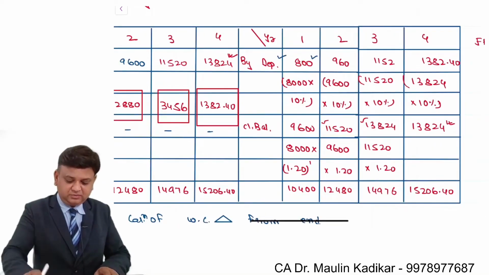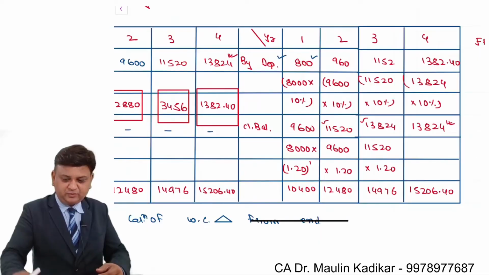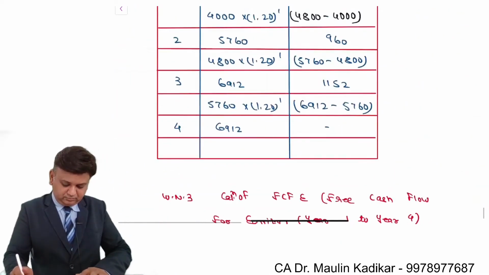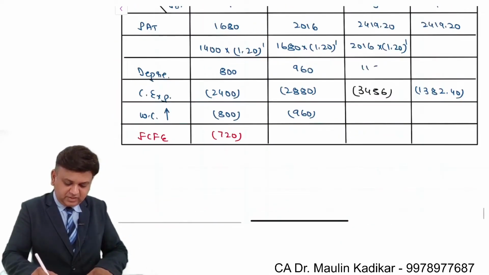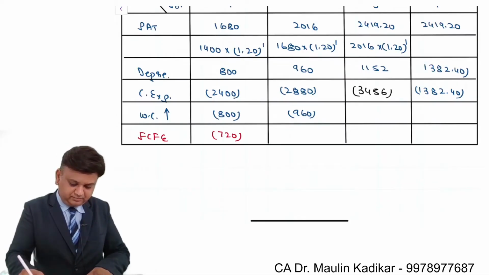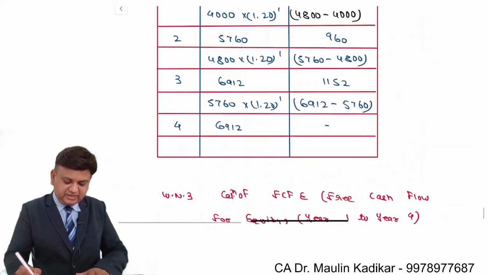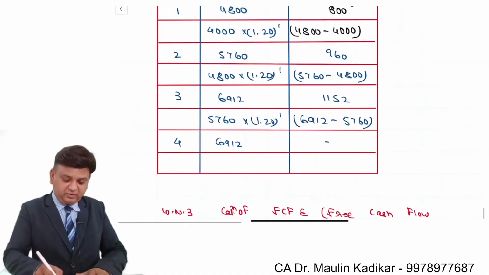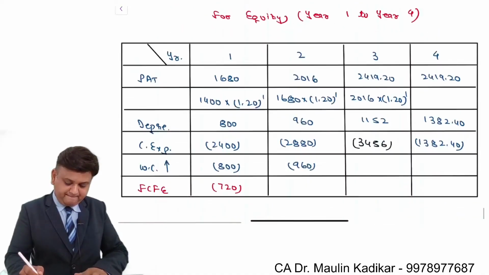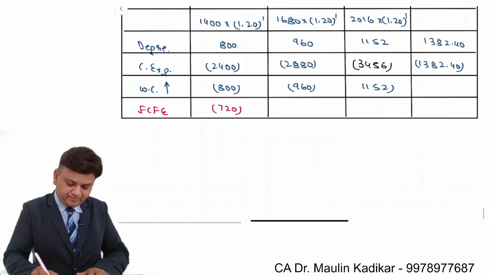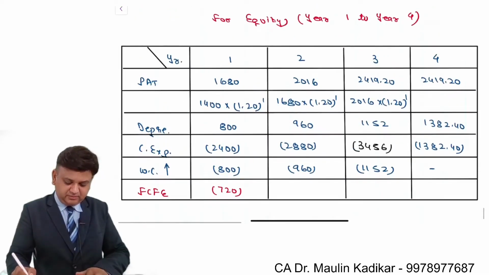This is the depreciation. Third year it is 1152 and last year it is 1382.4. As far as the working capital is concerned, 1152 is an amount of investment. Afterwards, there is no investment to be made.